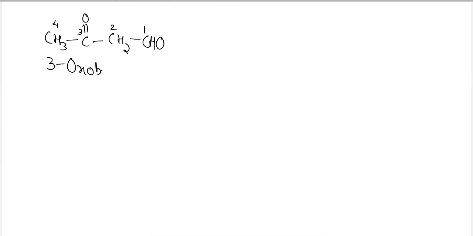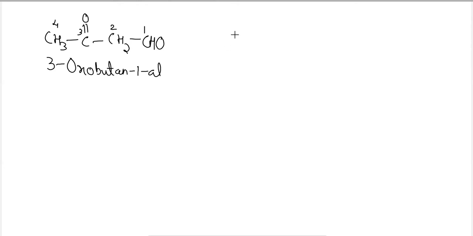Next, CH3, C double bond O, CH2, CHO. Here aldehydes are more preferential in comparison to the ketone. So for the ketones, the prefix name is oxo. So the name will be 3-oxo butanal.